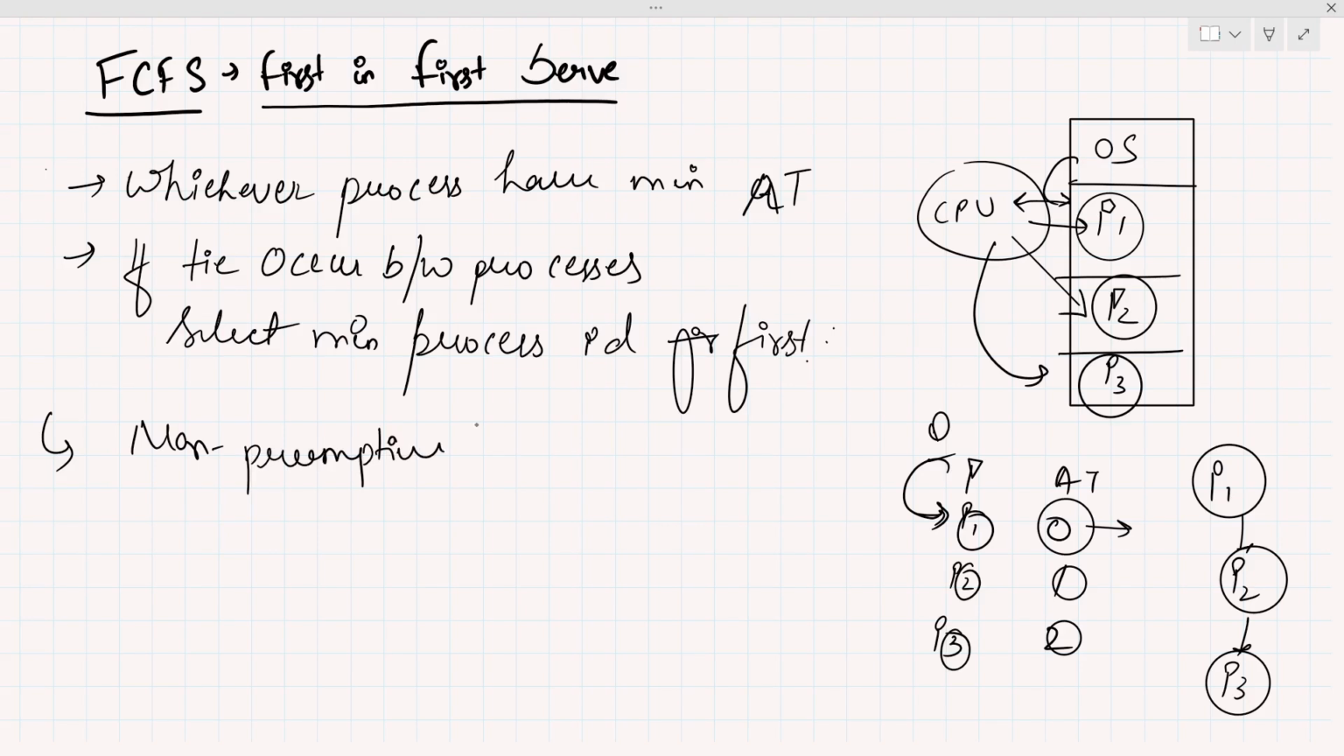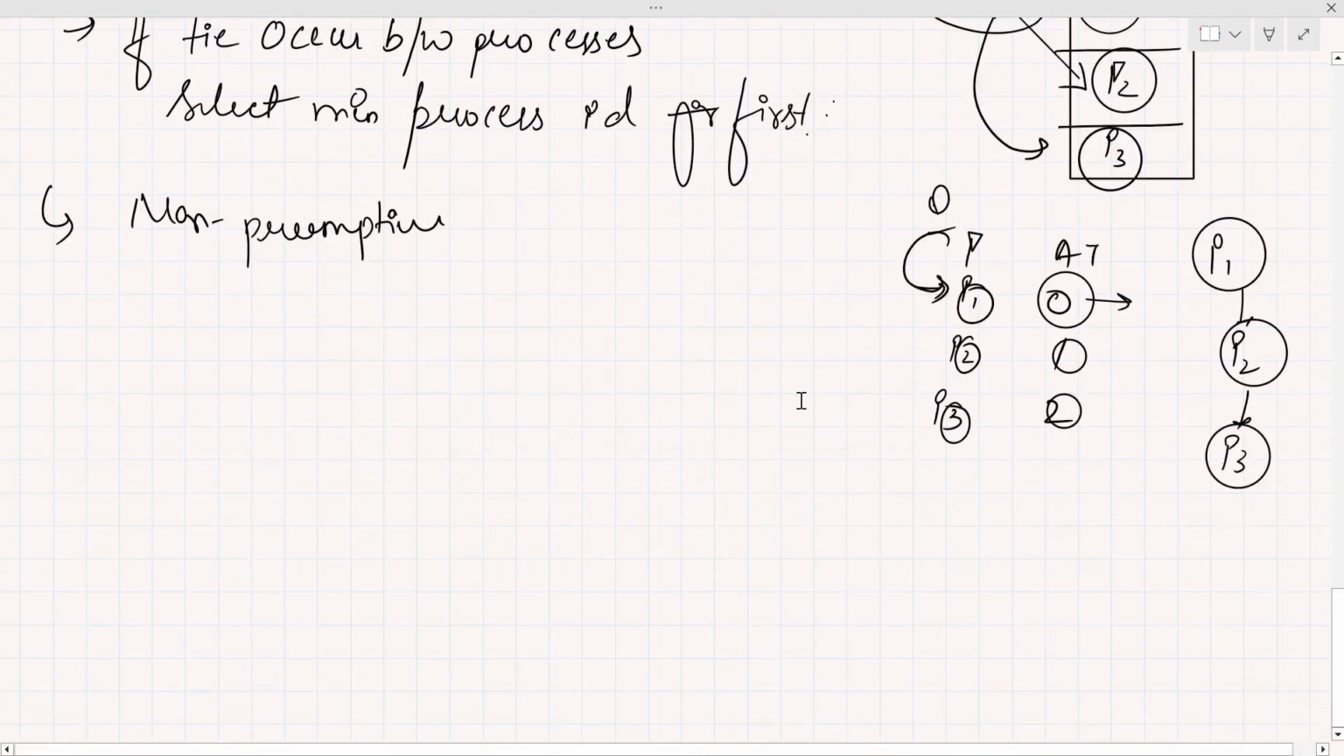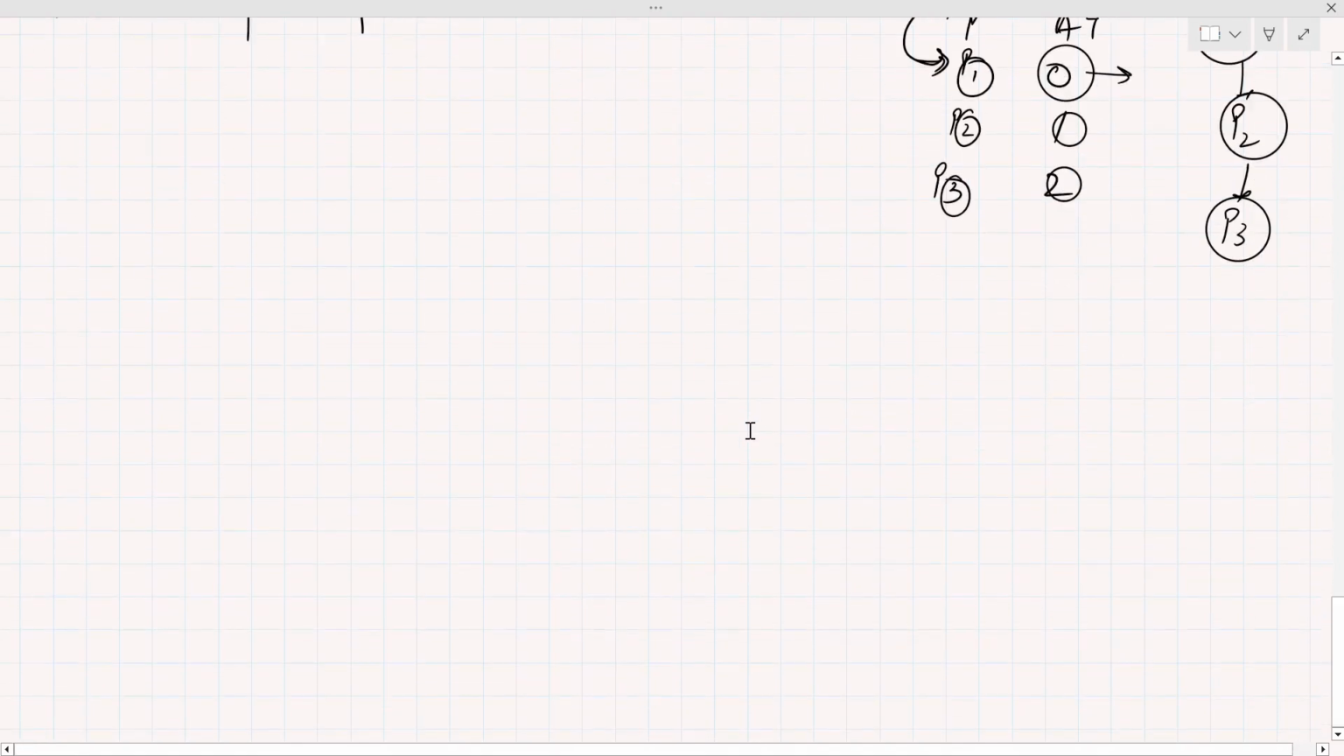FCFS is a non-preemptive algorithm. It means nobody can snatch the CPU if the process is running. Okay, so this is the basic information about FCFS. Now we are moving to solve the questions.